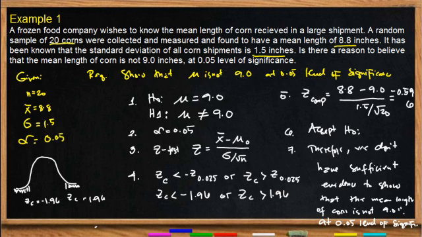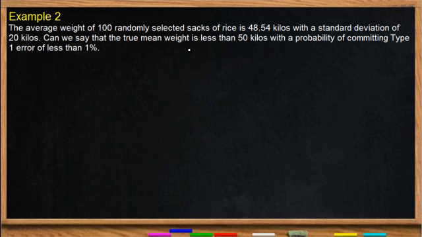Let's try example 2. The average weight of 100 randomly selected sacks of rice is 48.54 kilos. So 100 ka randomly selected. So atong given are n is equal to 100. Then the mean average weight is x bar is 48.54. Standard deviation is 20 kilos. So S ra na siya kay wala mo siya ningon og standard deviation of all the, sa sample ra man yang gimean.